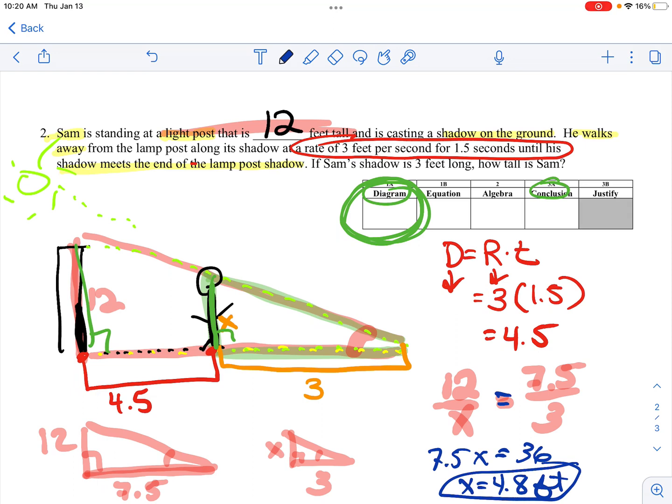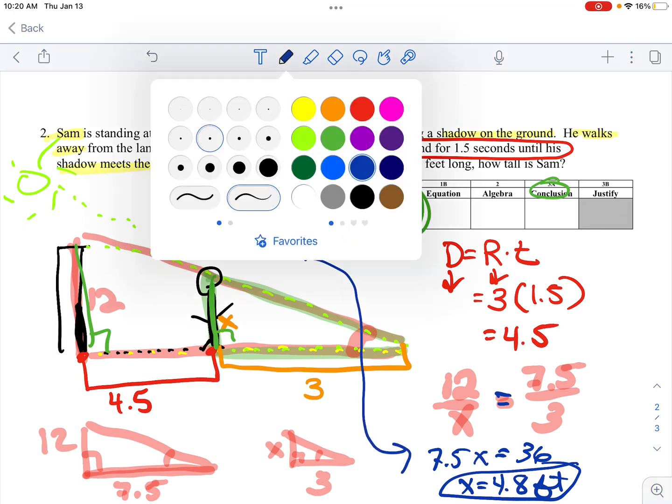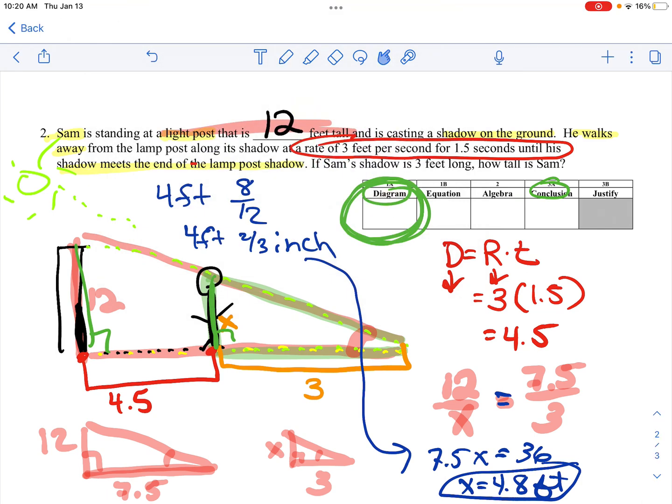Otherwise, that would be 4 feet, and that's 8 out of 12, right? You could also say you are 4 feet and 2/3 of an inch. However, I'm fine if you leave it as 4.8. That would be your final answer.